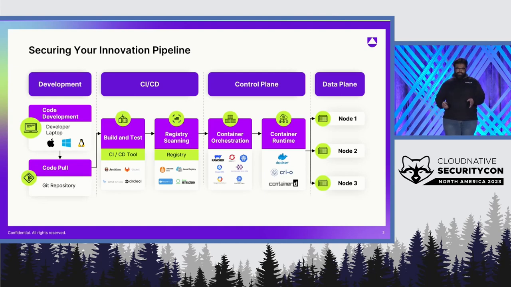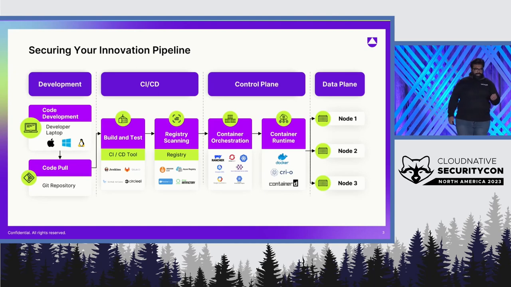Now, if we focus on the control plane and the data plane, right? This is where the different services are running. You have your orchestration, services like Kubernetes, OpenShift, and then you have your runtime, such as Docker, right? And then you have the data plane where you have the worker nodes running the actual container workloads. From a security perspective, right, this is pretty siloed, right? You can't connect the data between what's going on at the control plane with what's actually happening inside the containers.